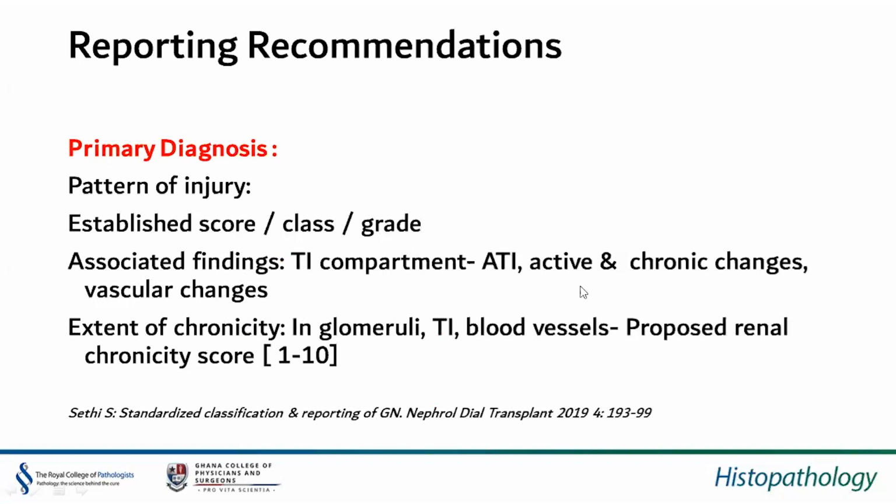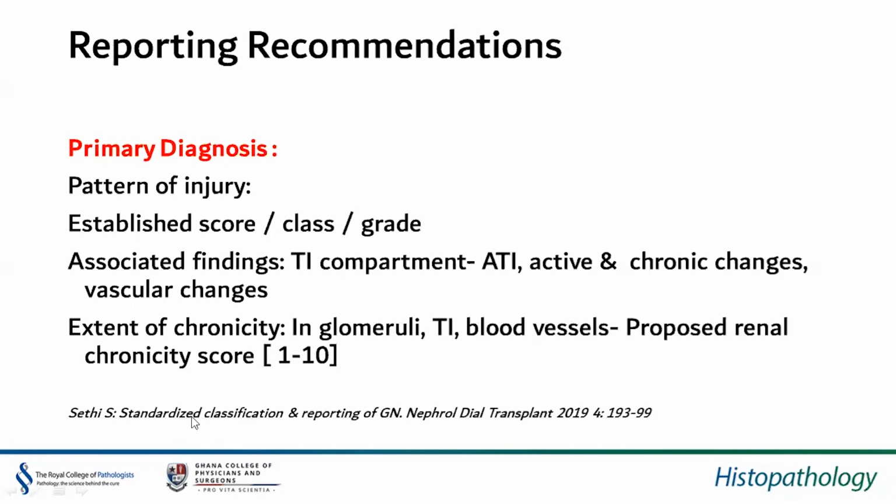Is there acute tubular injury? Are there active and chronic changes? Are there vascular changes? Mention the extent of chronicity, not just in the glomeruli. And in the glomeruli, you should look for chronicity in the form of segmental sclerosis, global sclerosis, but look for it in the tubulointerstitial compartment in the form of interstitial fibrosis and tubular atrophy. In the blood vessels, look for it in the form of sclerosis of the vessels.